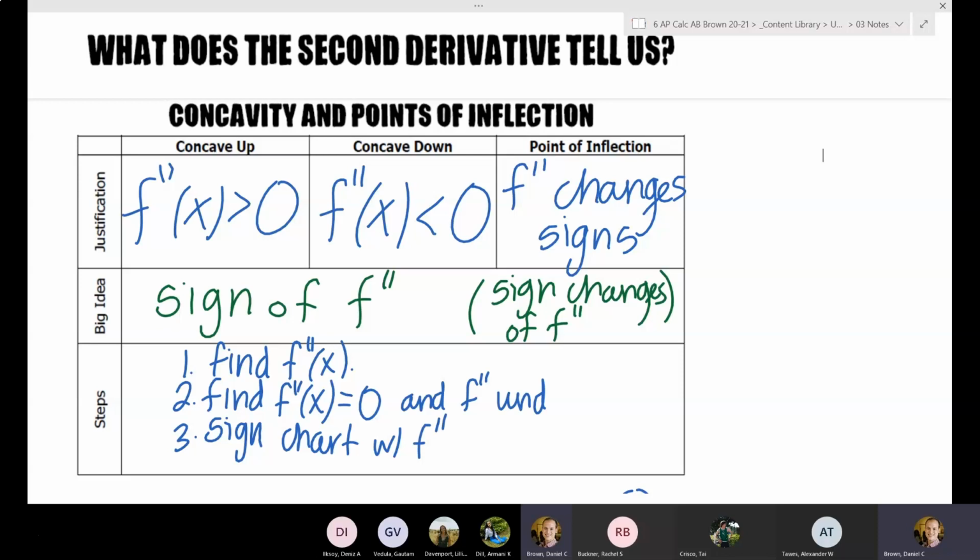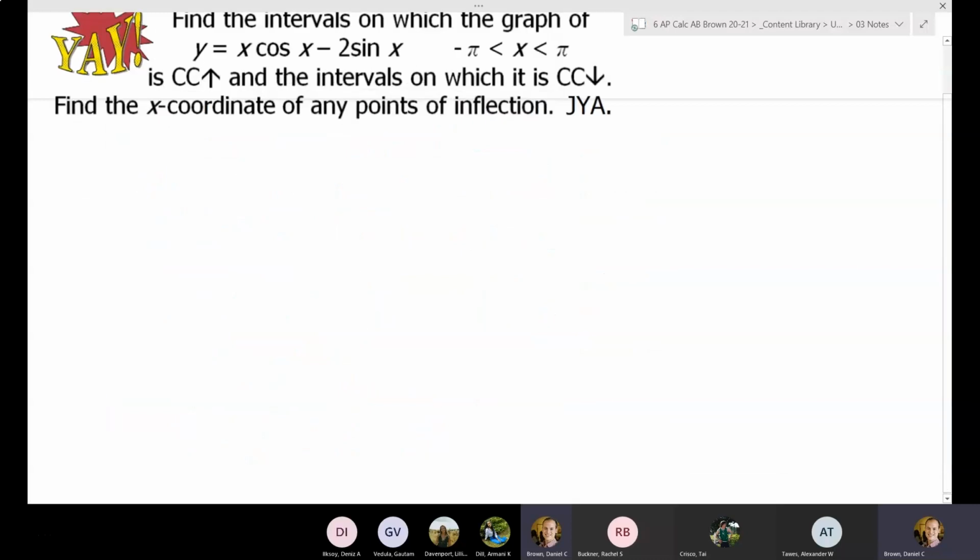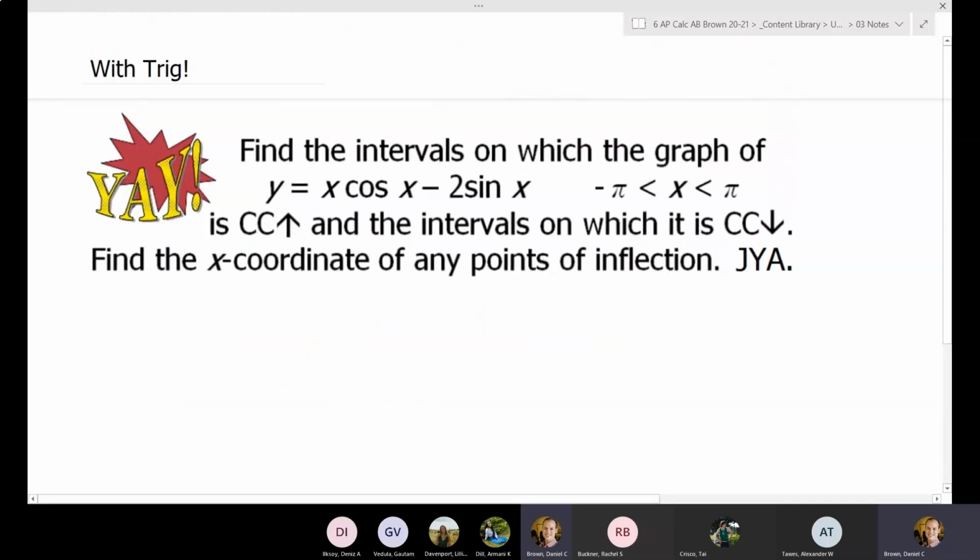So the process for finding intervals of concavity and the point of inflection is basically the same as intervals of increasing and decreasing, except you're just doing it all with the second derivative versus the first derivative. So I'm going to go ahead and give you an example to try first. We'll do it together, but I want to give you a chance to find the second derivative on your own first.